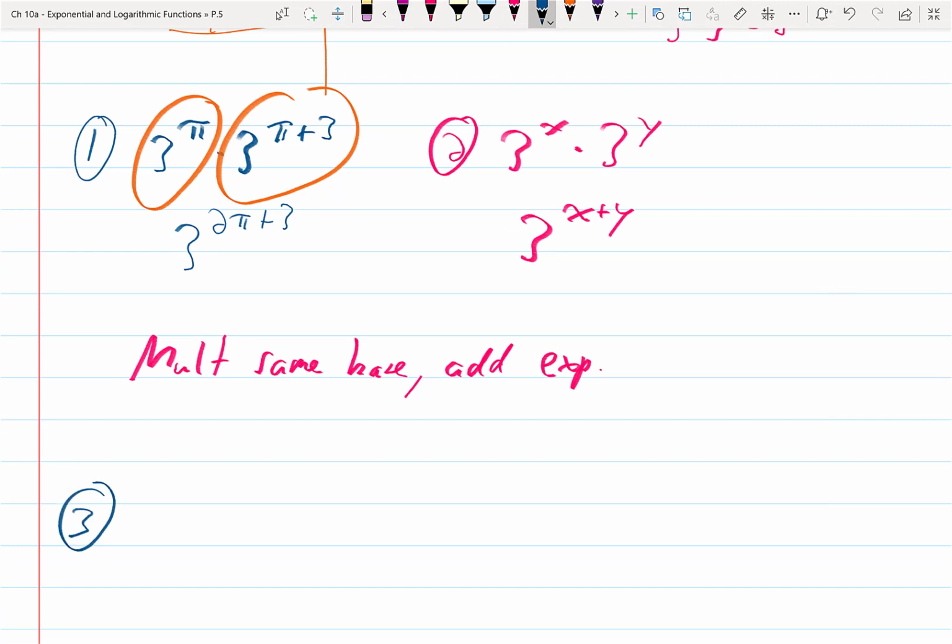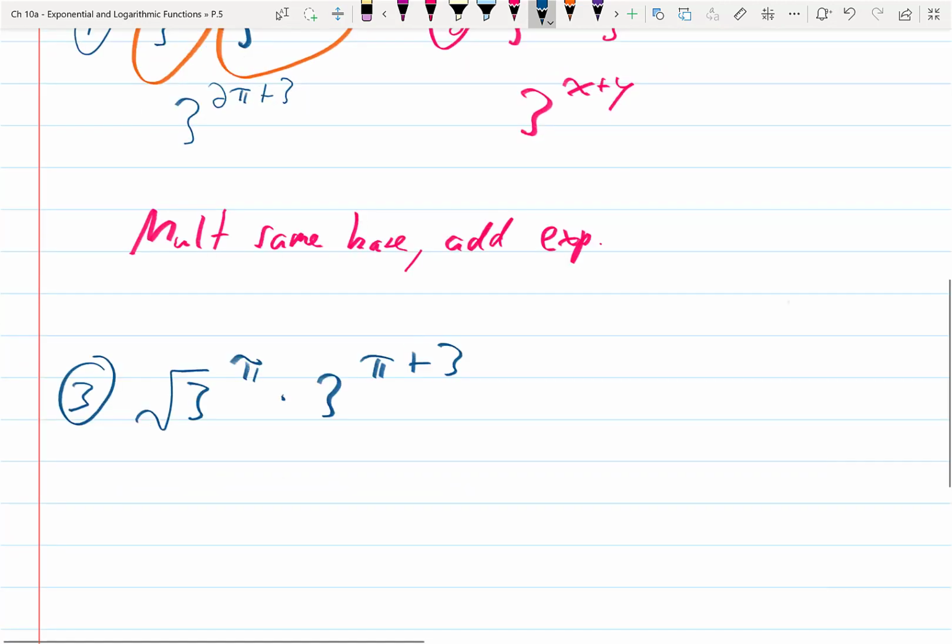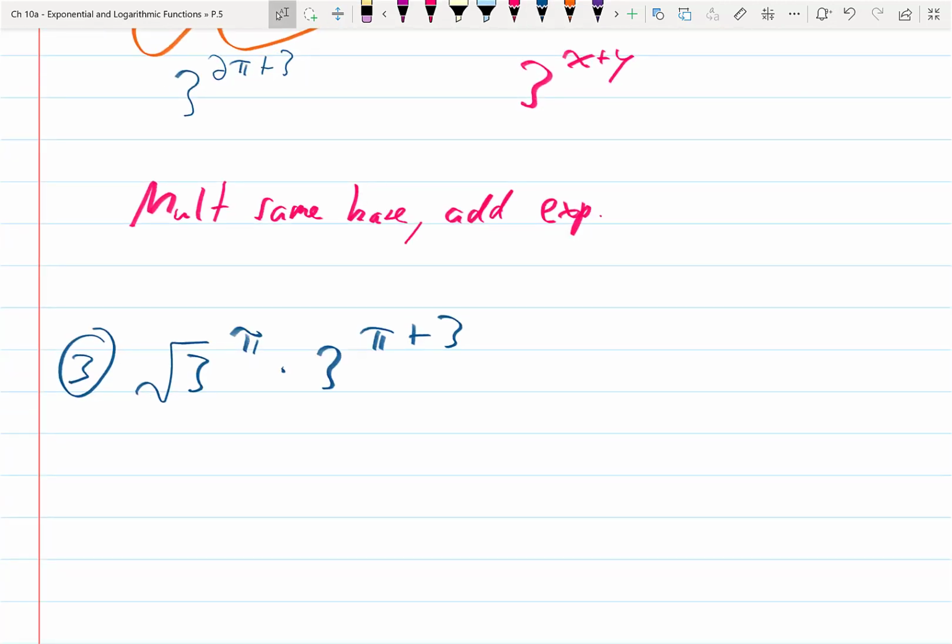For one, depending on how well you did the last assignment, you may not be seeing that they can in fact be the same base. If I take root 3 raised to the x times 3 to the pi times 3 to the pi plus 3, can we make those have the same base? Yes. Okay.